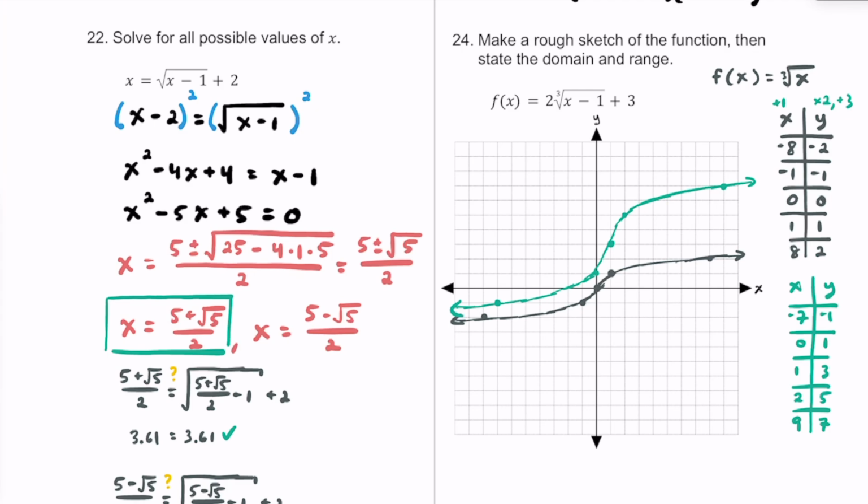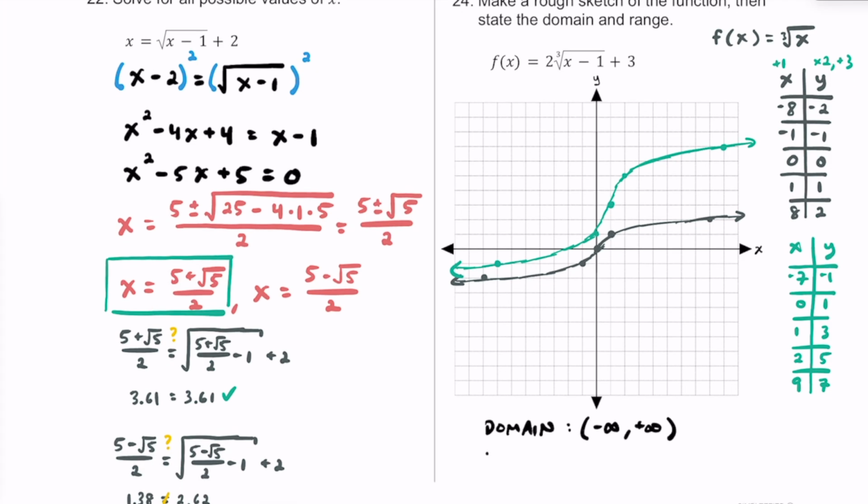Now, as for the domain of this function, the domain is going to be all the possible x values here. It looks like it's going to the left forever, so -infinity, and to the right forever, so it's going towards +infinity. If we want to throw the range on here, there doesn't look like there's anything limiting the y values for this function either. So the range is approaching -infinity as we go down to the left, and as we go up to the right, it keeps going up, towards +infinity.